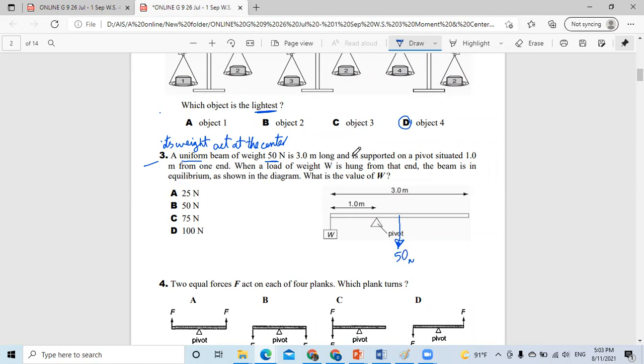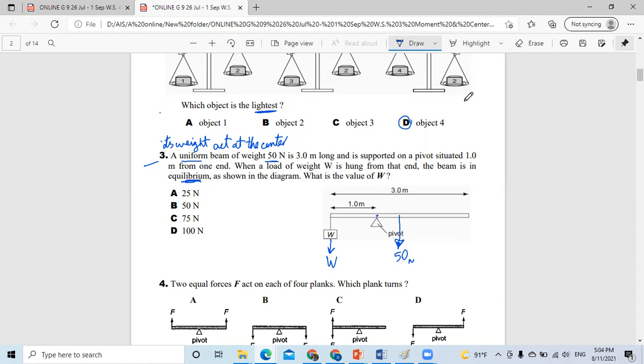Okay, long and supported by a pivot situated at 1 meter from one end. This is the pivot. When the load of weight W, we don't know how much W is, acts downwards like this, hung from that end, the beam is in equilibrium, and we said that equilibrium means balance and stable. Balance means there is no resultant force, stable means there is no resultant moment. As shown in the diagram, what's the value of W?